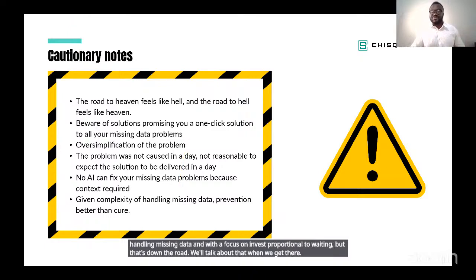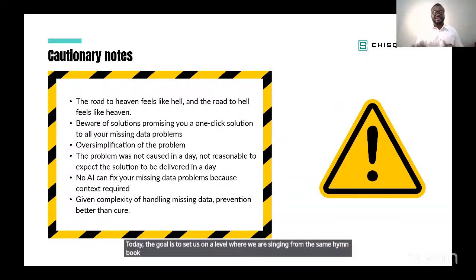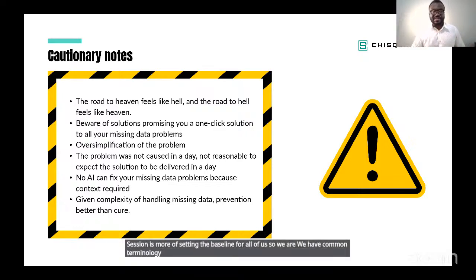For today, the goal is to set us on a level where we are singing from the same hymn book, so that when I say MNAR or MCAR or MAR, you all understand what that means, so that we can have a conversation about how to address them in subsequent weeks. So today's session is more of setting the baseline for all of us, so we have common terminology and can understand each other very clearly.